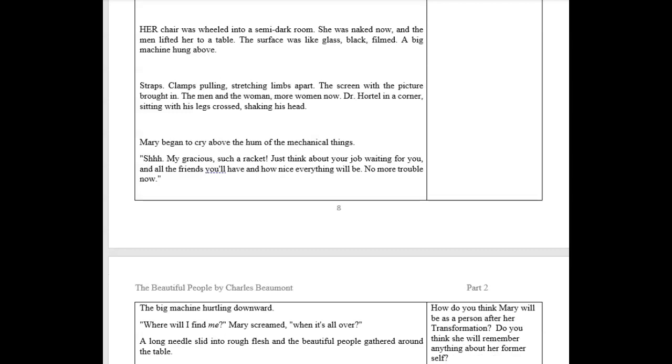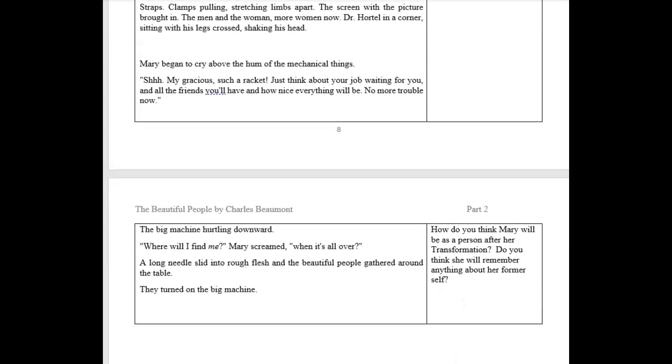Her chair was wheeled into a semi-dark room. She was naked now, and the men lifted her to a table. The surface was like glass, black filmed, a big machine hung above. Straps, clamps, pulling, stretching limbs apart. The screen with the picture brought in, the men and the women, the men were women now. Dr. Hortel in a corner, sitting with his legs crossed, shaking his head. Mary began to cry above the hum of the mechanical things.